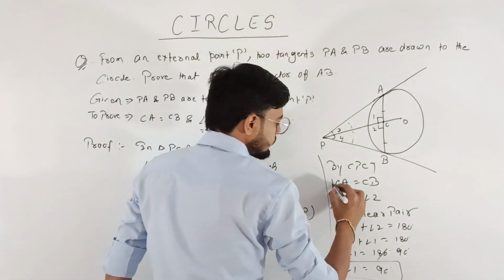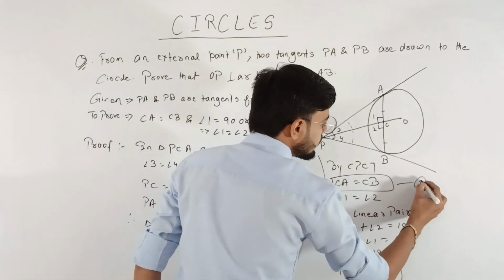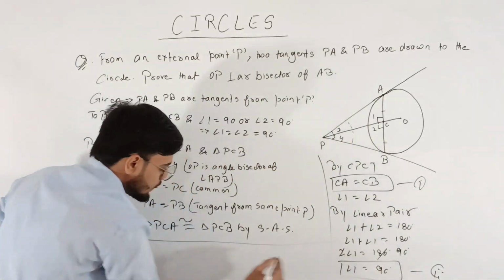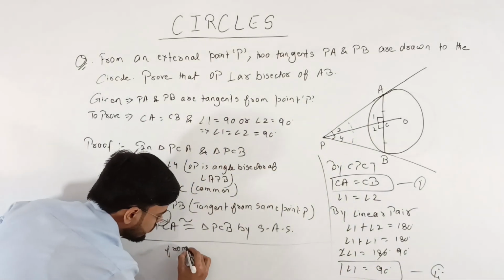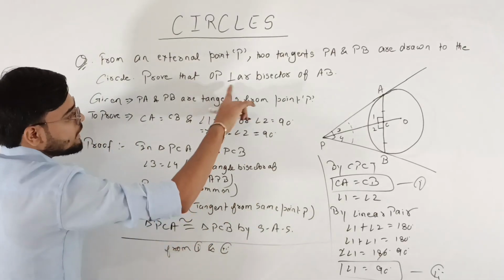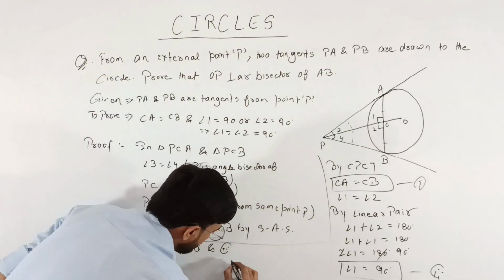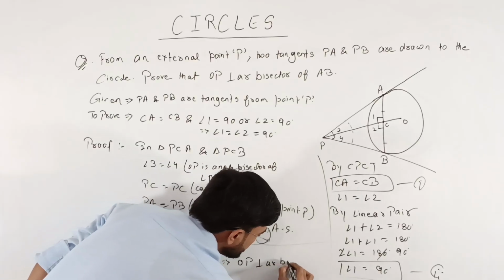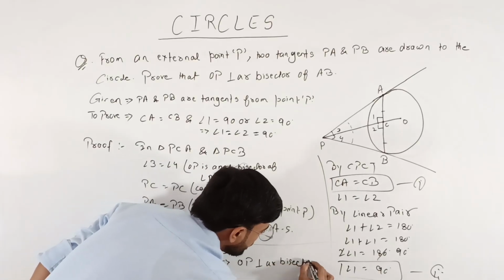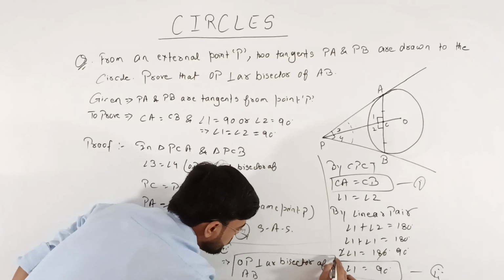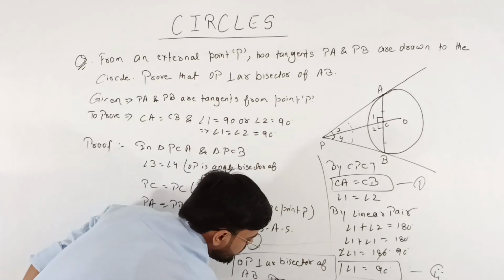So we have proved angle 1 is equal to angle 2 is 90 degrees and CA is equal to CB. This is my equation first, this is my equation second. So from first and second, I write OP is perpendicular bisector of AB. Okay, this is proved.